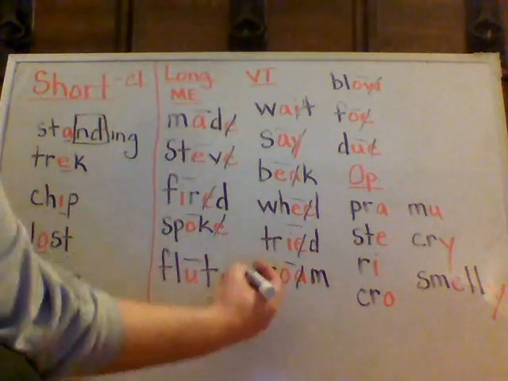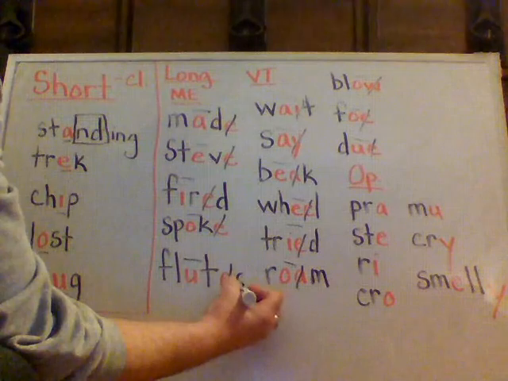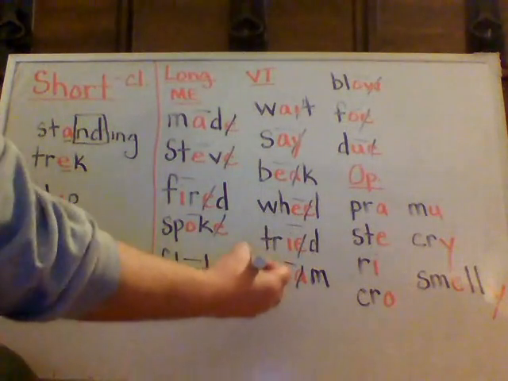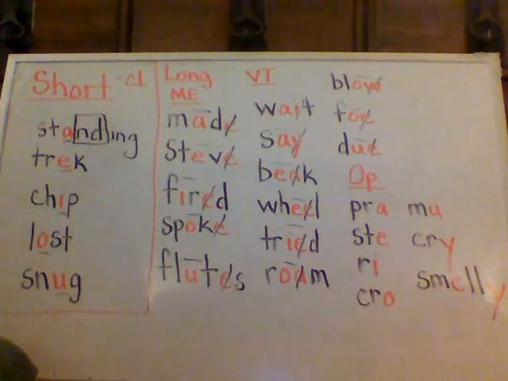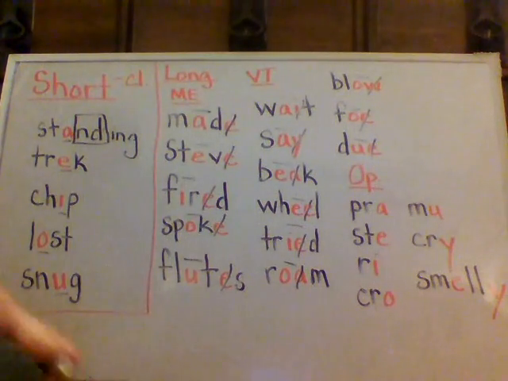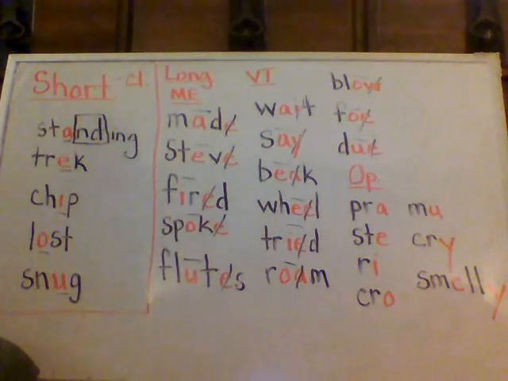Okay, take a look at the word flute. If I add an s to it, now it's flutes, more than one. That's another common word ending or suffix. Okay, so sometimes magic E is not always last. Sometimes we can have an ending after it.